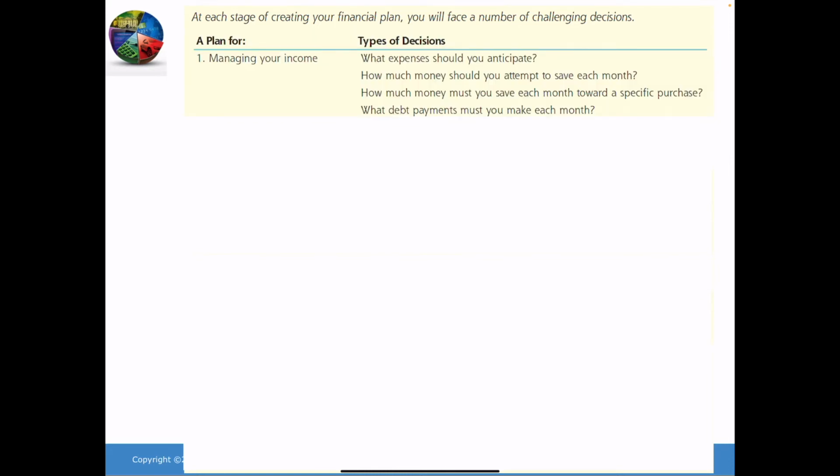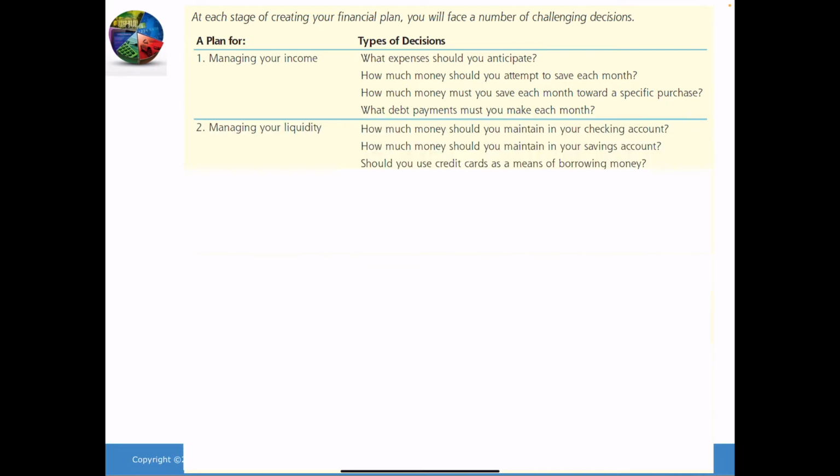So if you look at a plan for managing your income, some types of decisions: what expenses do you anticipate? How much money should you attempt to save each month? How much money must you save each month toward a specific purchase? Say, for example, you want to buy a new living room set or whatever, and you don't have the money. How much should you put there? What debt payments must you make each month? Do you have a car payment? Do you have a house payment?